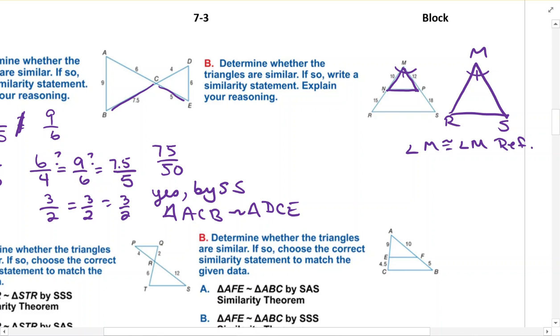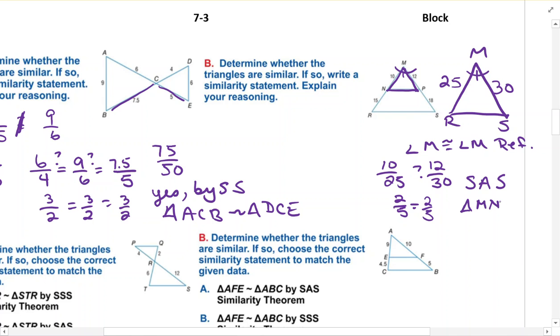This whole side, if I did 10 plus 15, this whole side would be 25. 12 plus 18, this whole side would be 30. So is 10 over 25, does that equal 12 over 30? This would be 2/5. 6 would go in here, 2/5, so that would work. So it's yes by side, angle, side. So triangle MNP is similar to triangle MRS.